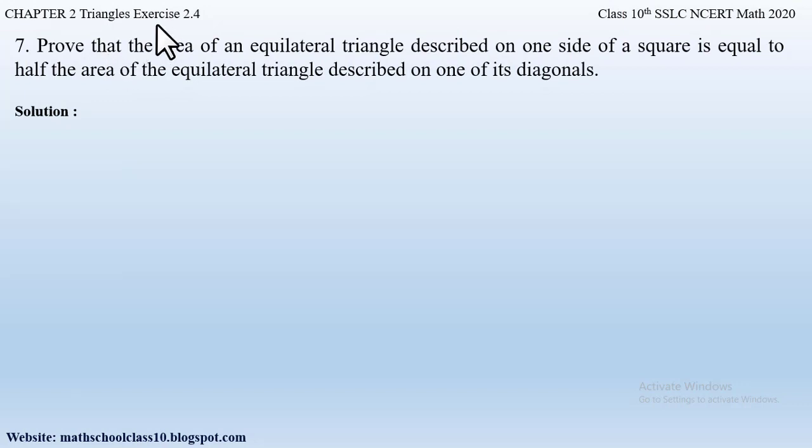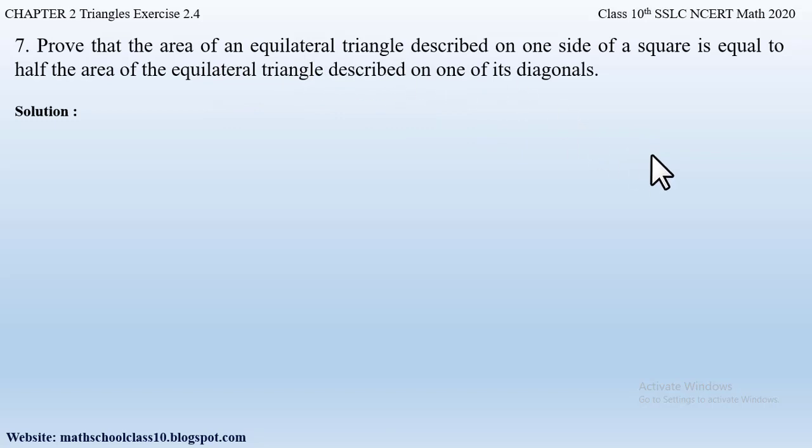Question number 7 from exercise 2.4, chapter 2 Triangles says: prove that the area of an equilateral triangle described on one side of a square is equal to half the area of the equilateral triangle described on one of its diagonals. So here they have not given us the figure, so let us first draw a figure.